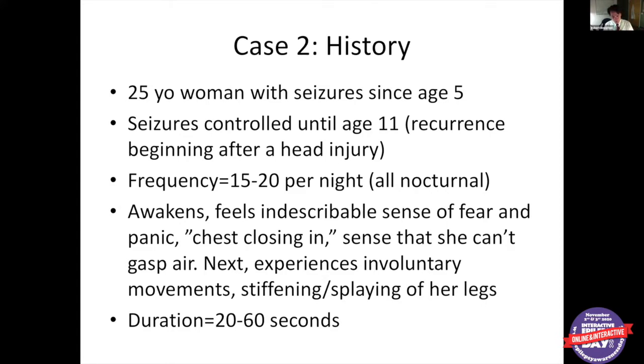They weren't always 15 to 20 per night, but by the time they got to 15 to 20 per night, she was like, got to do something. I mean, it's actually really hard to sleep and hard to do things the next day. And she has them basically every night now.